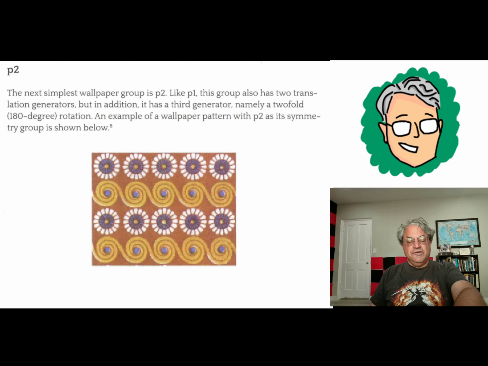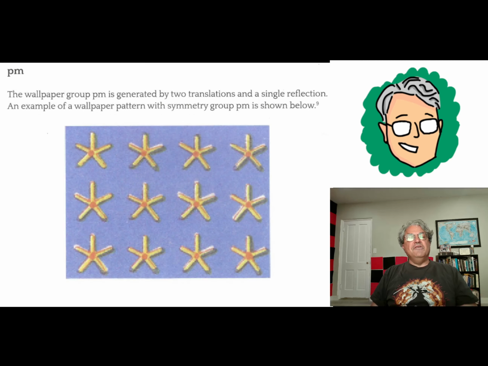And then the next one would be PM. This one, in addition to translation, has one mirror symmetry. So this is the first one that has a reflection symmetry. You notice these starfish here. Each of these starfish has a bilateral, vertical axis. So you could reflect the pattern about a vertical line passing through the centers of any of these starfish, and it'll still look the same. So that's PM. And I guess M stands for mirror.